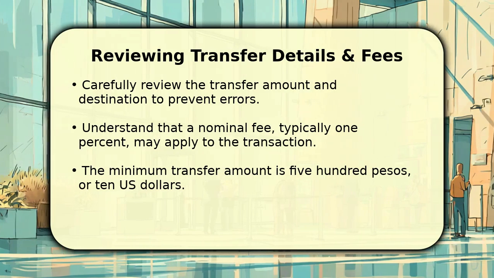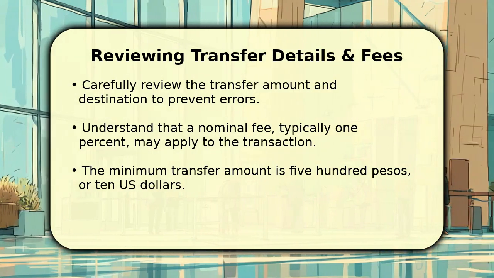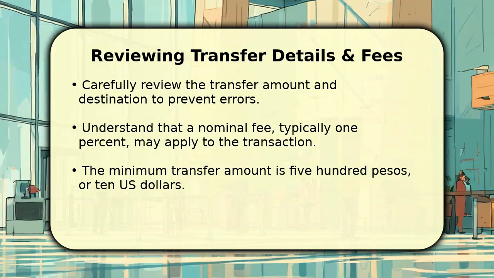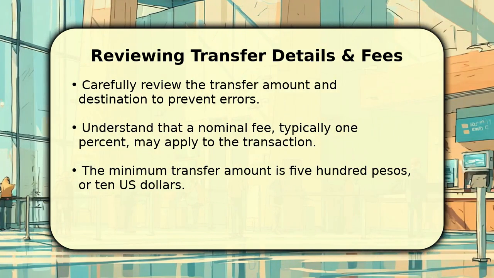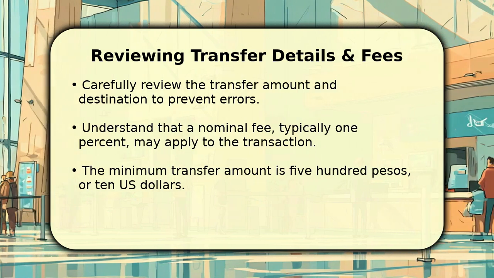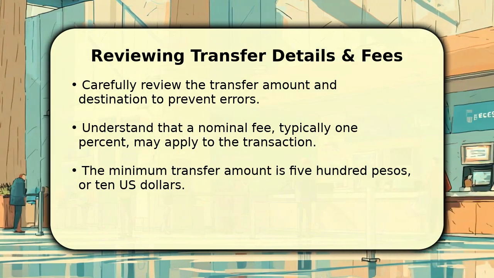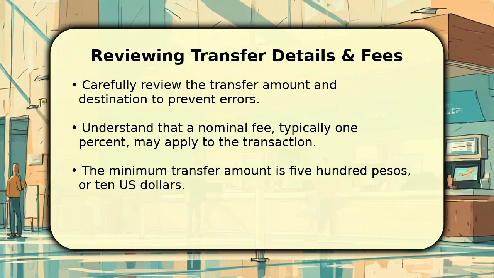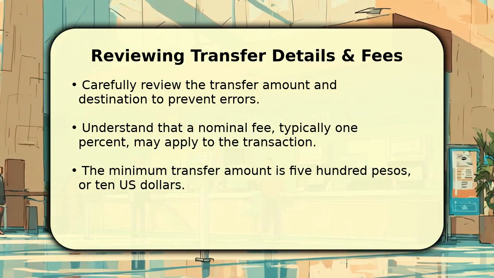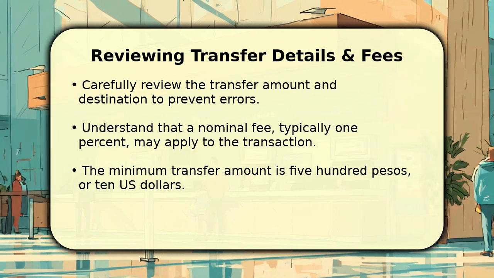Before confirming your transfer, meticulously review all the details presented on the screen. Double-check the exact amount you are sending and ensure GCash is selected as the correct recipient. Be aware that a small fee, often around 1% of the transfer amount, is typically charged by PayPal for this service. The minimum transfer is 500 pesos.